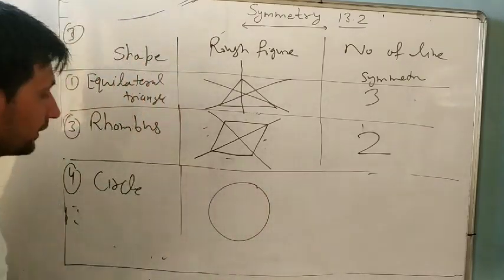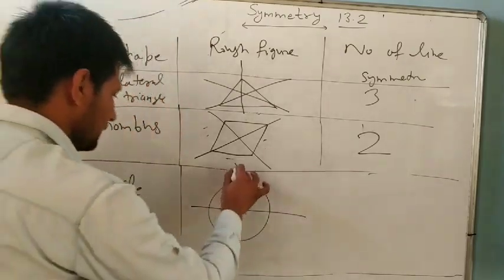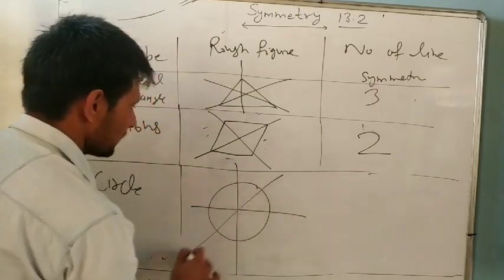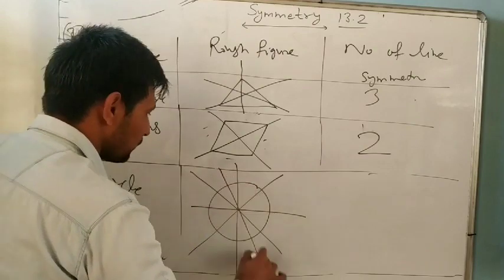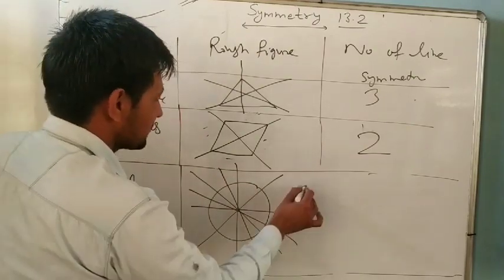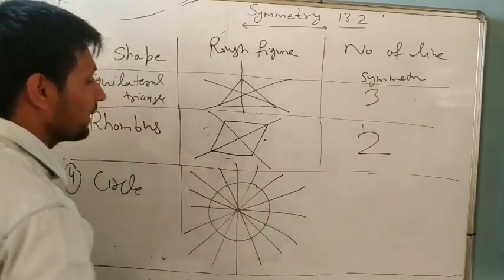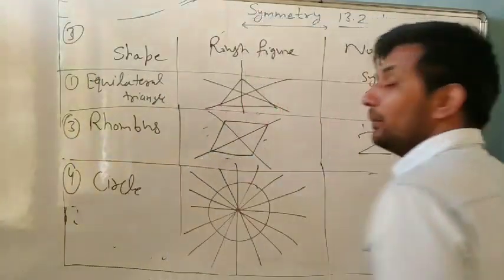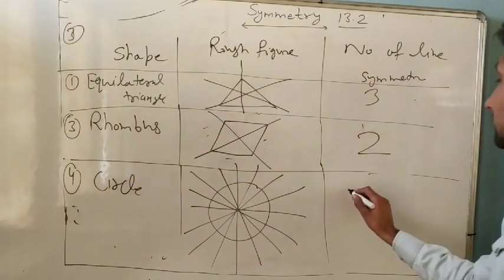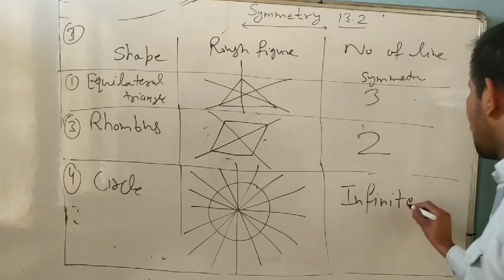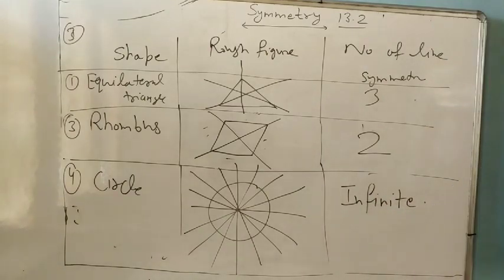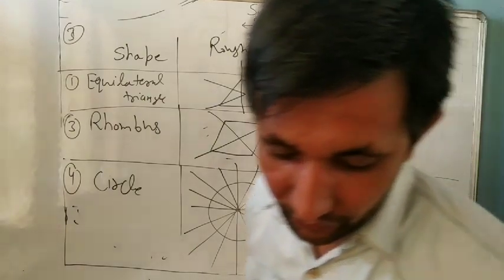Next is a circle. Everyone knows it is a circle. So how many? 1, 2, 3, 4. Any other? Yes. 5, 6, 7, 8. Like this, how many can we find? Many, countless. So we can say infinite. Infinite means countless. We cannot count. Understand it? So it has infinite lines of symmetry.